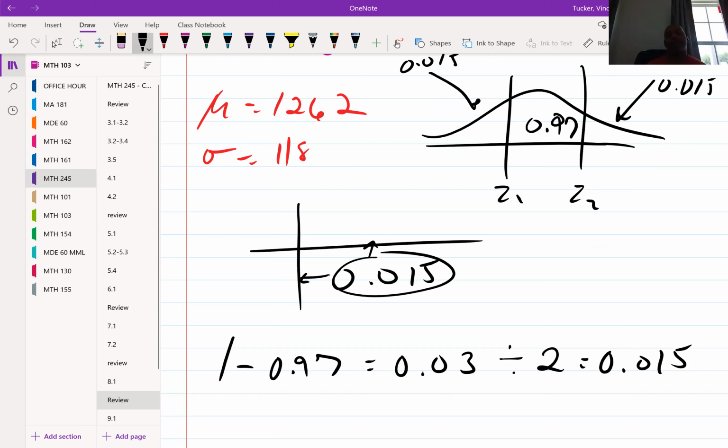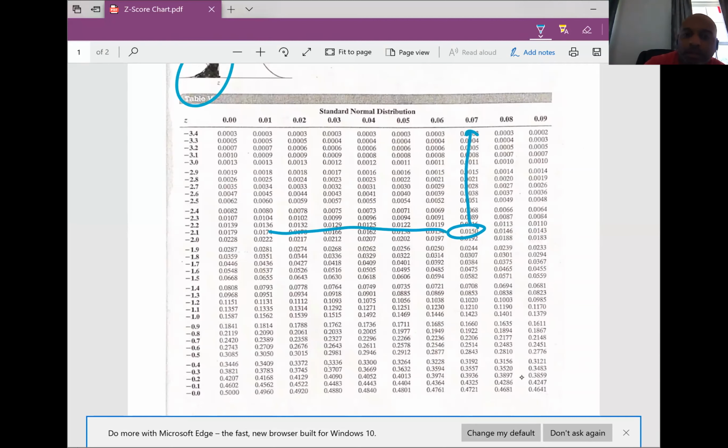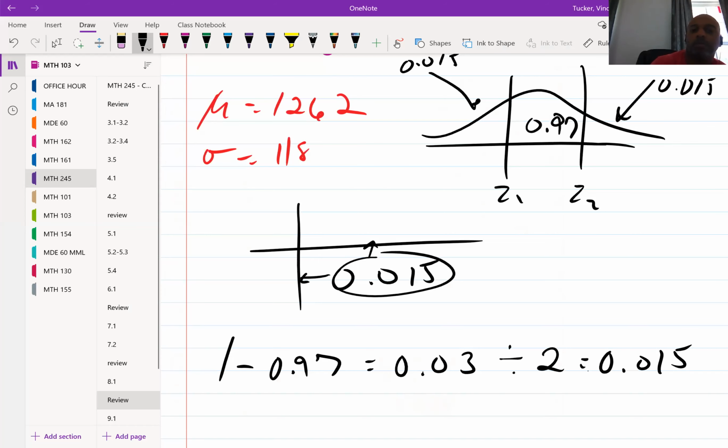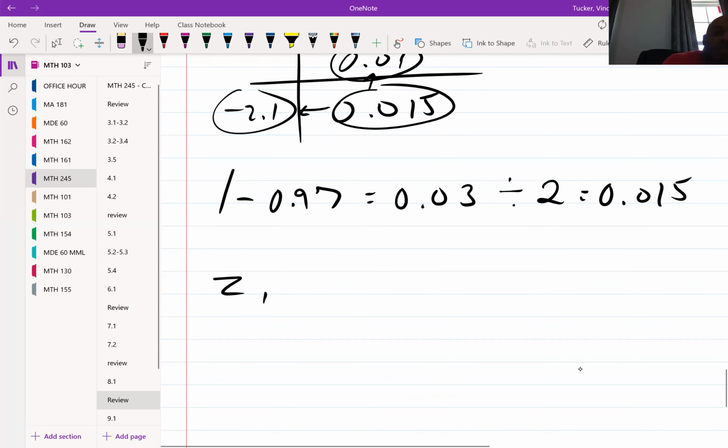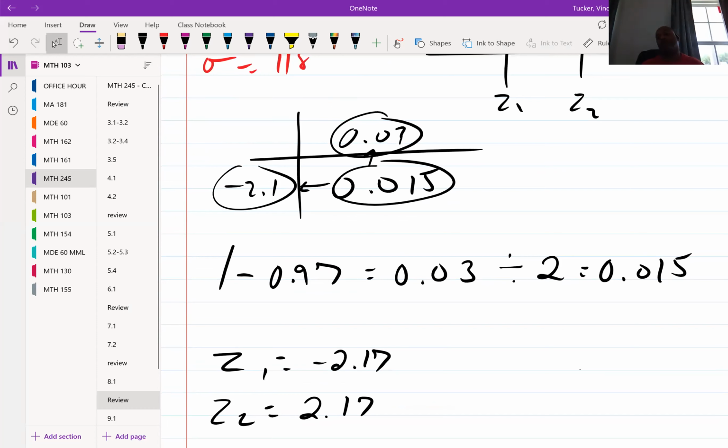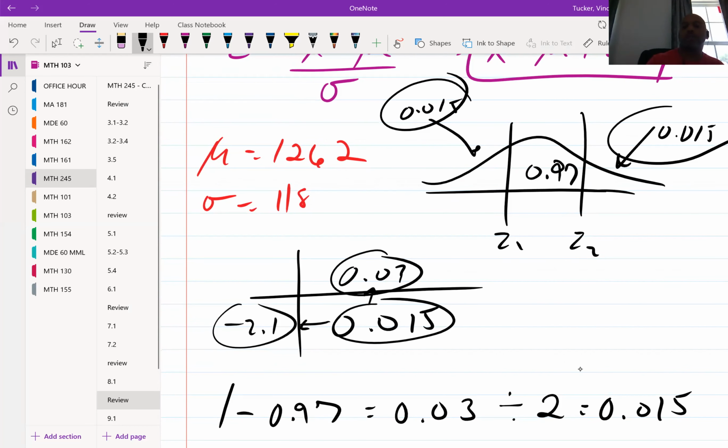And then we want to find the z-score corresponding to that 0.015 in the chart. 0.015 is actually in there exactly. I'm looking at negative 2.17, so negative 2.1 and then 0.07 up here. So the first z-score is negative 2.17, and my second z-score is positive 2.17, going back to our symmetry. Since we're talking about the middle 97%, whatever's over here is also over here, and it all reflects.